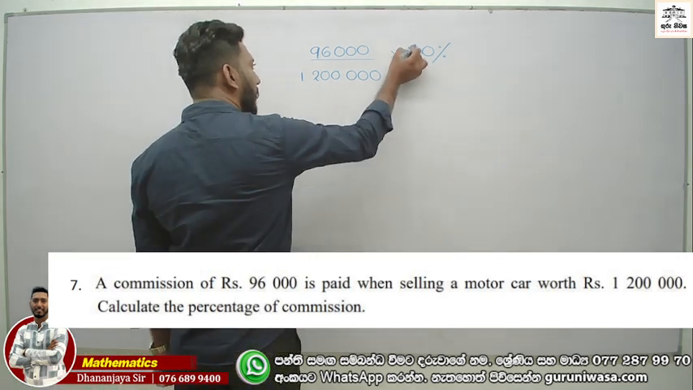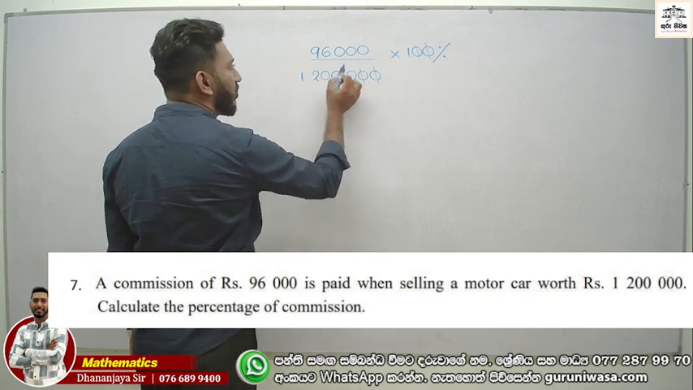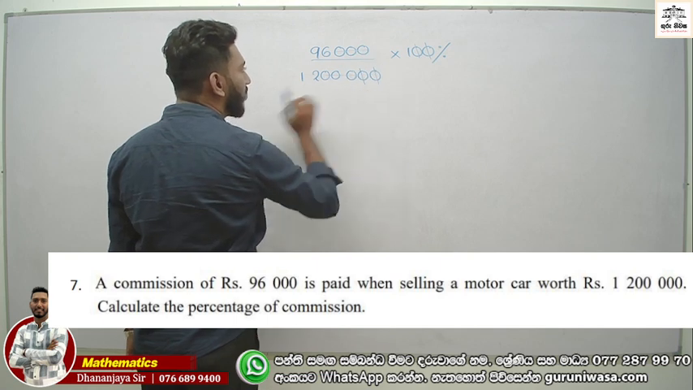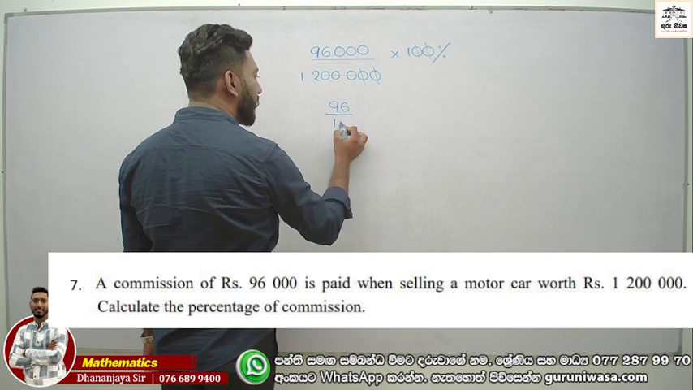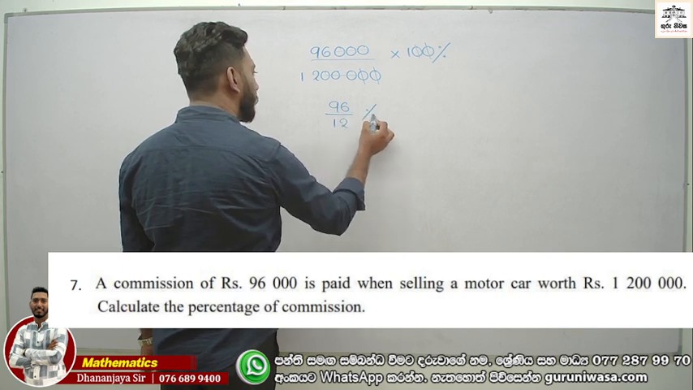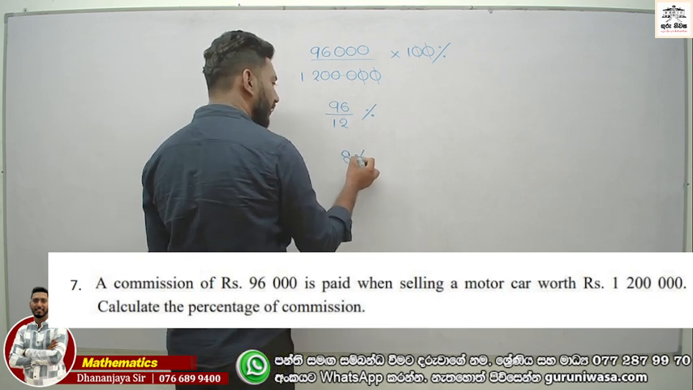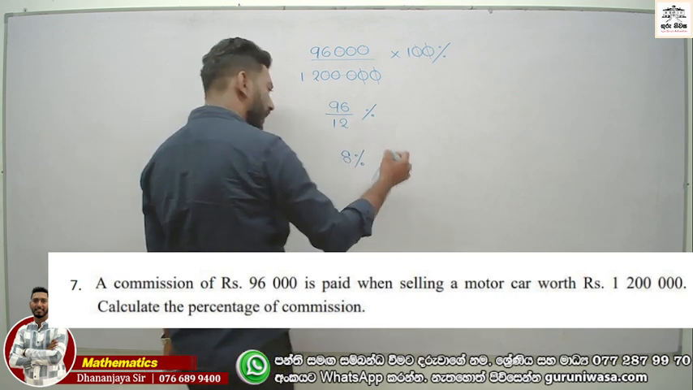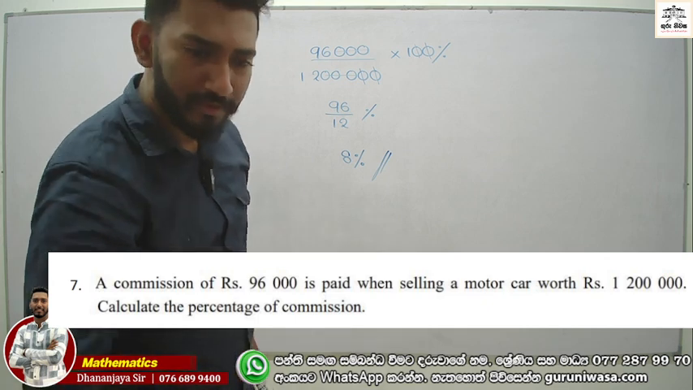Now, up and down, we can simplify the zeros, as there are 3 zeros on top and 3 zeros at the bottom. Now, 96 you can divide by 12, and this simplifies. 96 divided by 12 is just 8%. The answer is 8%.